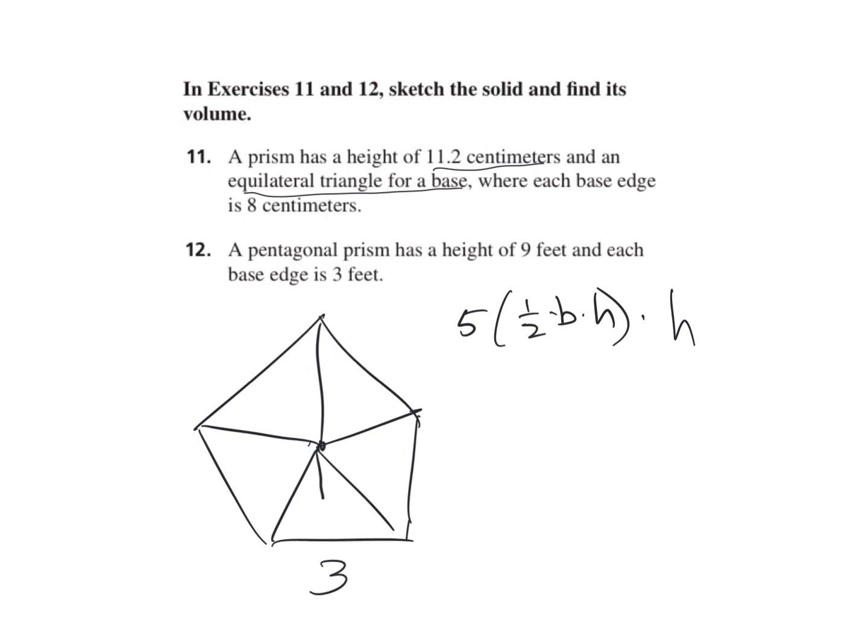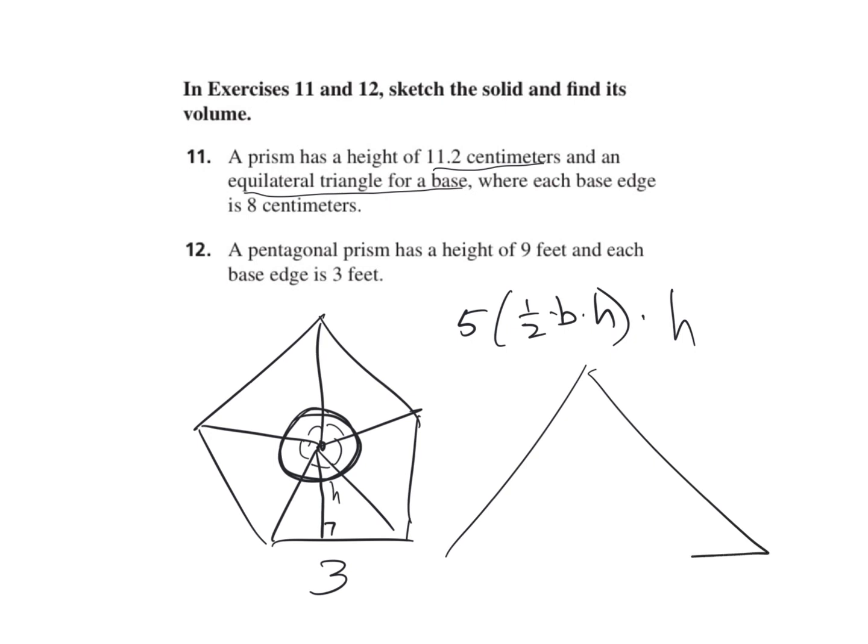So again, just like the last problem, we're going to have to figure out the height of this individual triangle. And again, what do we get here? We've got to figure out this part. There's 360 degrees around the center. If we divide it by 5, you get 5 of these angles. So 360 divided by 5 gives you 72 degrees.